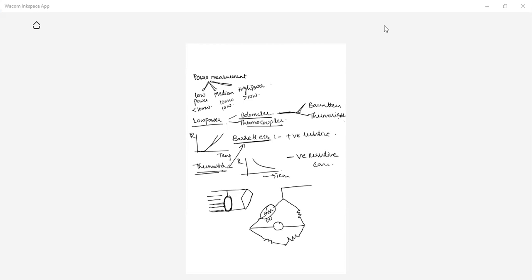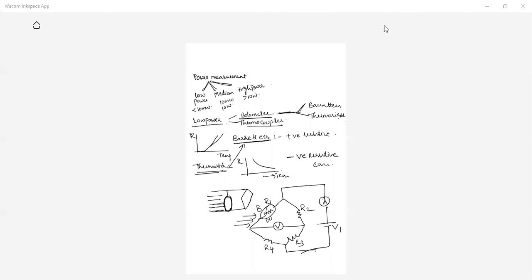Without application of any microwave power, let us consider the bolometer resistance is R1. This is R2, this is R3, this is R4. The bridge is under balanced condition without application of any microwave power. Whenever you apply microwave power, what happens? The bridge becomes unbalanced. This is a galvanometer. The bridge becomes unbalanced.